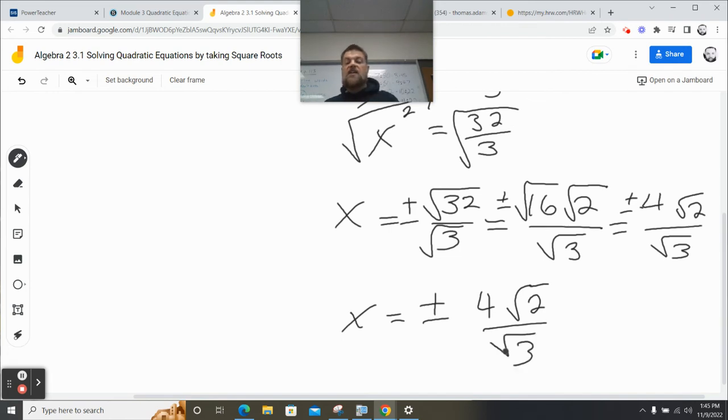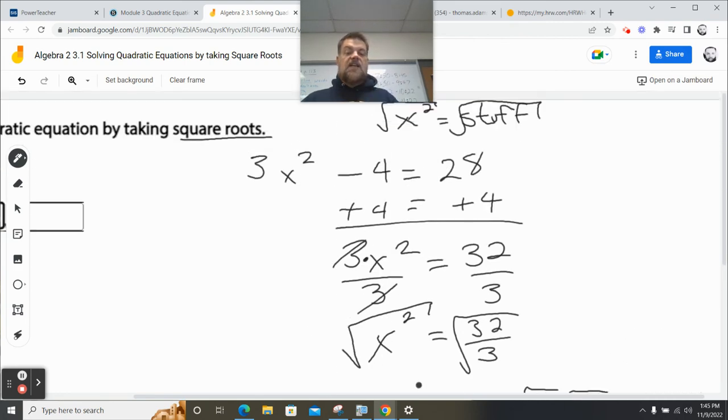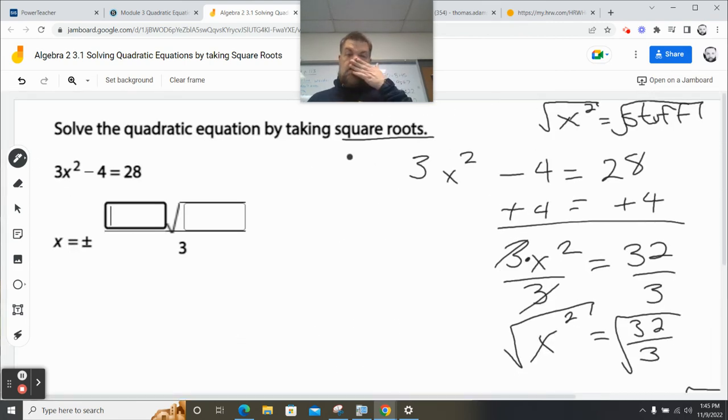But now the other thing that I don't want is the square root in the denominator of a fraction. So we need to rationalize the denominator. I'm going to multiply this by the square root of 3 over the square root of 3. The square root of 3 times the square root of 3 is 3. I got 4 by itself. What's the square root of 2 times the square root of 3? The square root of 6. So my final answer is plus or minus 4 times the square root of 6 over 3 in this particular case.